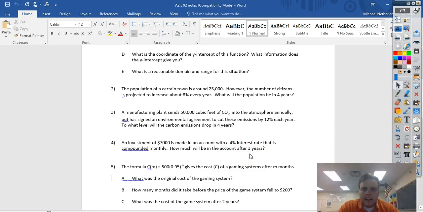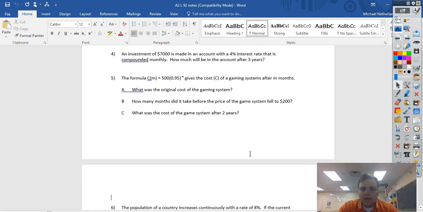The formula C(m) is equal to 500 times 0.95 raised to the m gives the cost C of a gaming system after m months. What was the original cost of the gaming system? Okay, guys, where has our starting amount always been? The beginning, 500. So the original cost was 500.